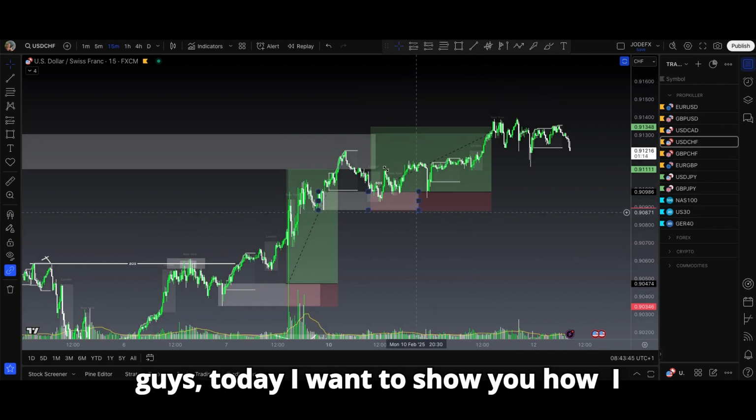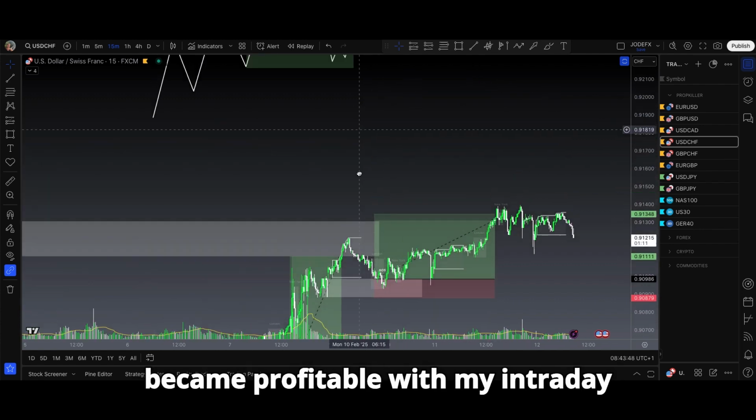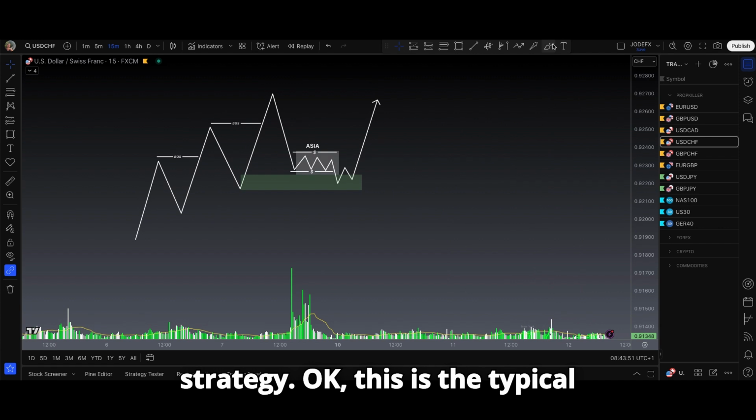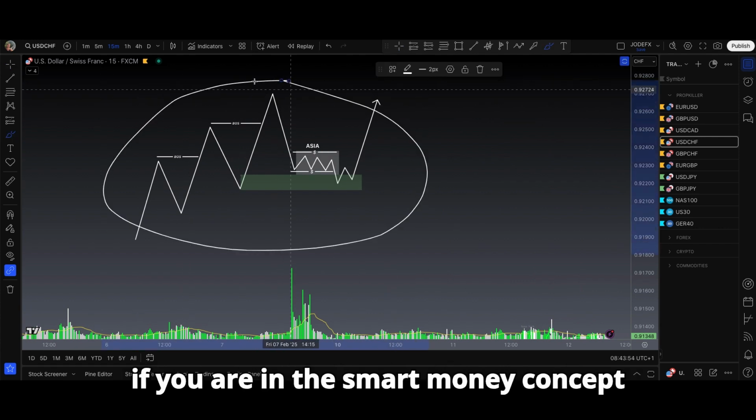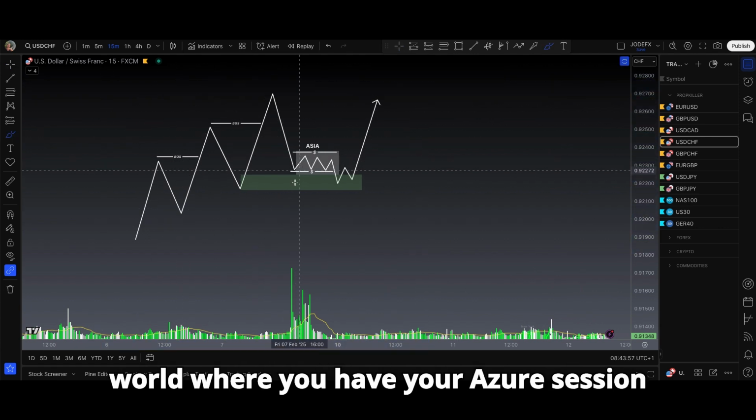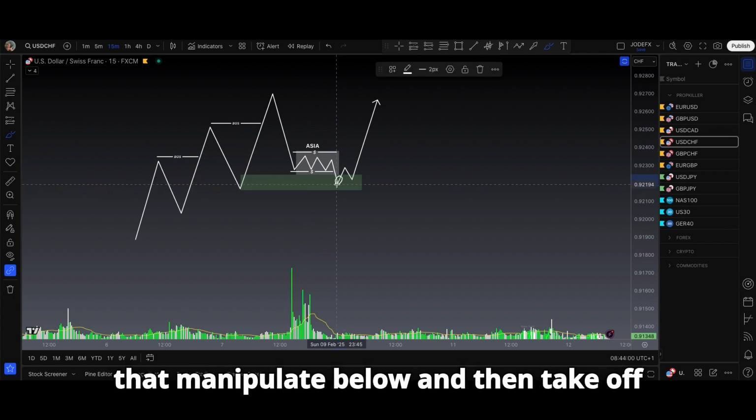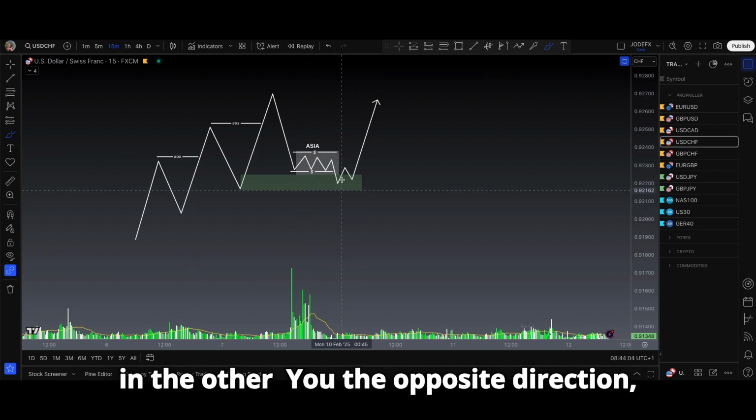So guys, today I want to show you how I became profitable with my intraday strategy. This is the typical strategy that you have surely seen if you are in the smart money concept world, where you have your Asia session that manipulates below and then takes off in the opposite direction, right?